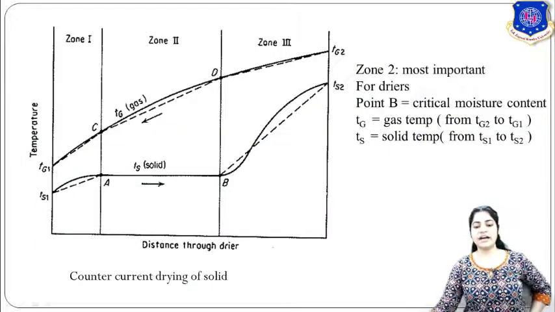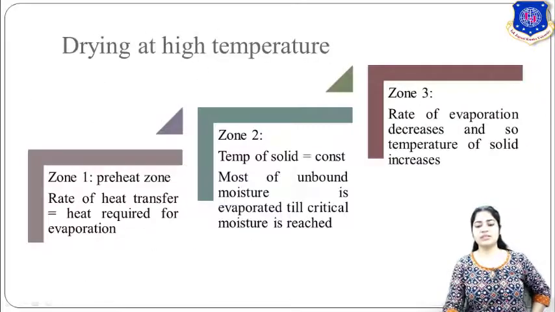Here, first of all note down that we are talking about counter current drying of solid. It means the inlet temperature of the air is Tg2. That is the gas temperature at the inlet, and the outlet is Tg1. Whereas for the wet solid, Ts1 is the inlet solid temperature and the outlet is Ts2. Here you can see the graph of temperature versus distance in the dryer. If this is the inlet of the wet solid, this is the outlet, and that is the distance. As we discussed, zone 1, zone 2, zone 3.